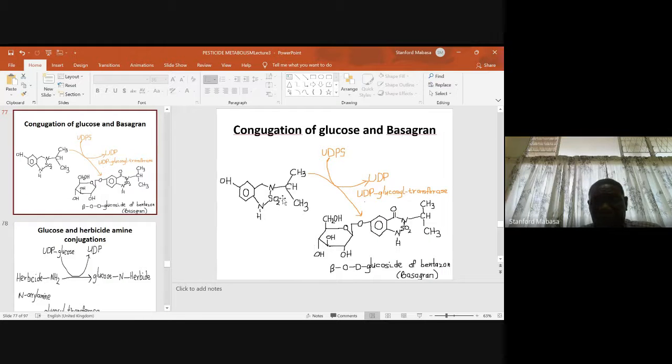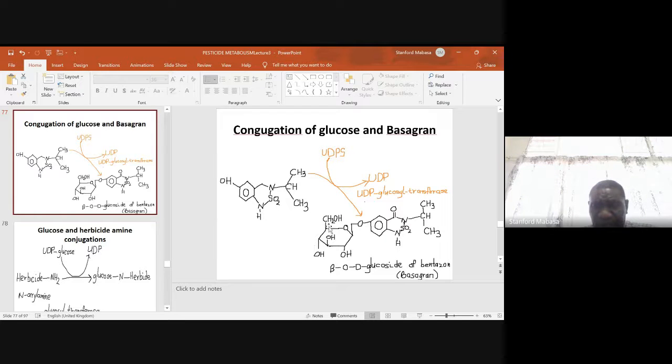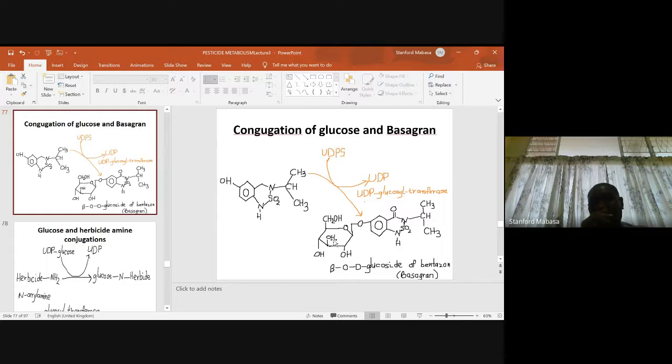This can happen to, for example, Basagran. Basagran is carrying an OH here. We can combine this bit with the glucose coming from UDPG and form this complicated structure. And this is facilitated by UDP glycosyl transferase. Then we will have fixed the Basagran. It's no longer active.